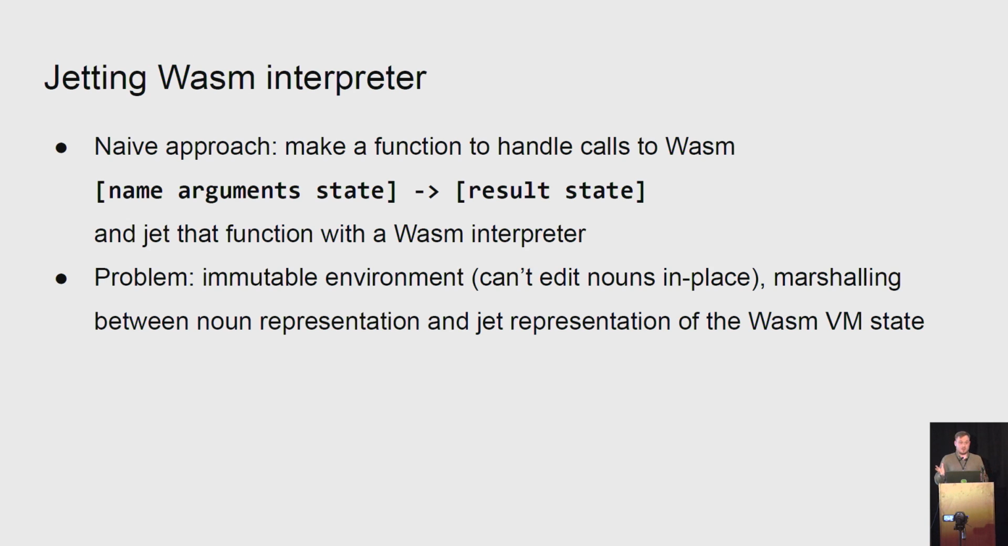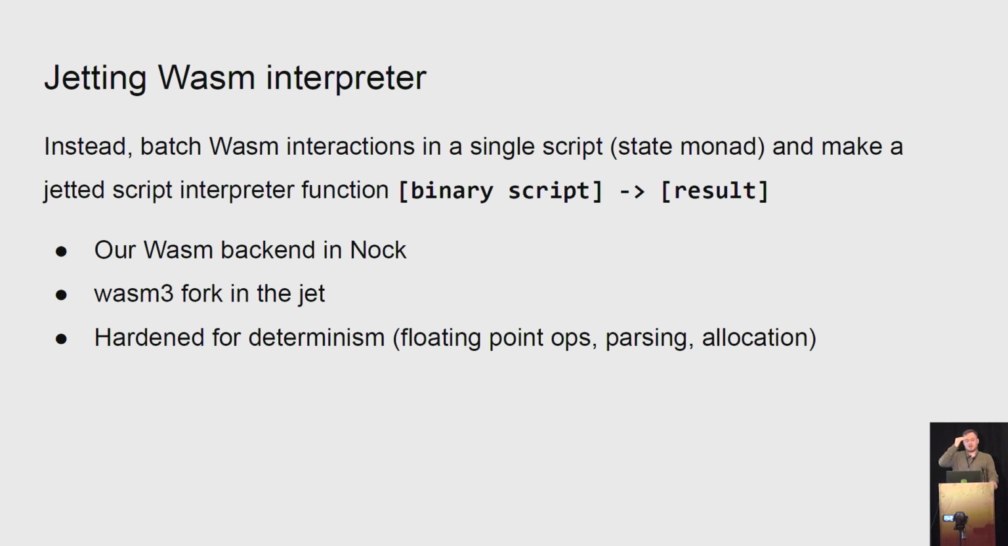First of all, we are in this immutable environment where we cannot update nouns in place. On top of that, the jet would probably use some kind of optimized representation of the WebAssembly virtual machine state. It's not going to represent it as just nouns; we will probably want to use some C structs, some arrays or something. We would have to take the noun, marshal it into this optimized state representation, run Wasm, and then marshal it back into a noun in order to produce it, which is prohibitively slow.